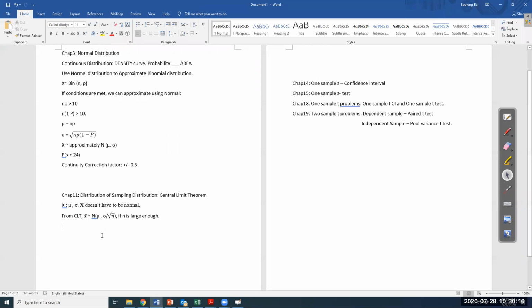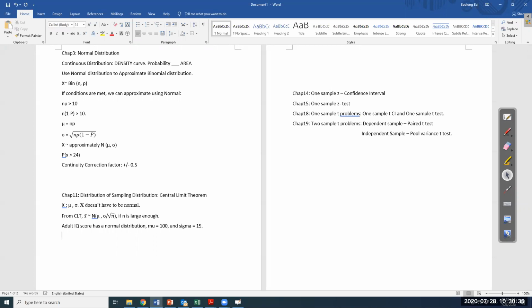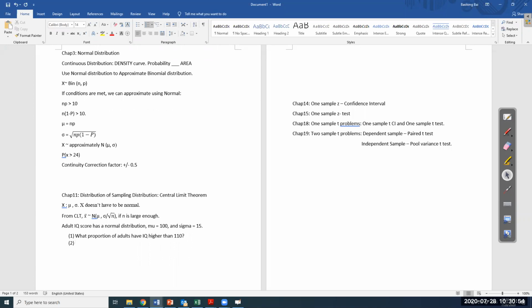So I think in the quiz and homework, there's a question asking, so we're saying adult IQ score has a normal distribution with parameter mu equal to 100 and sigma equal to 15. So a question can ask you, what proportion of adults have IQ higher than 110? This is the typical normal distribution problem, right?